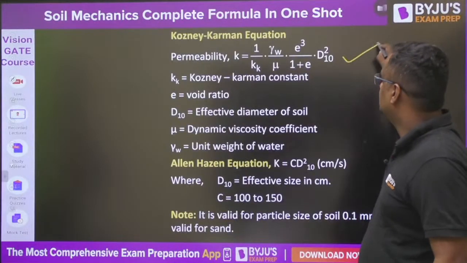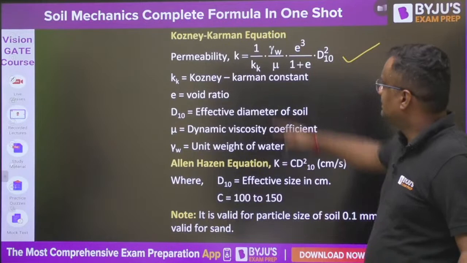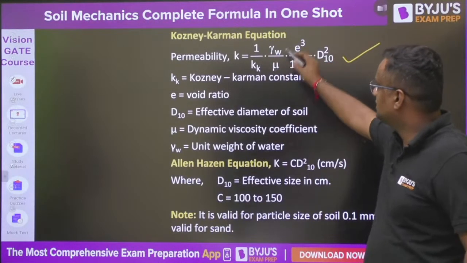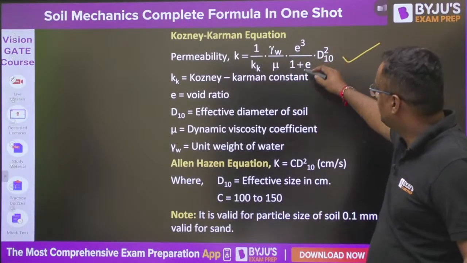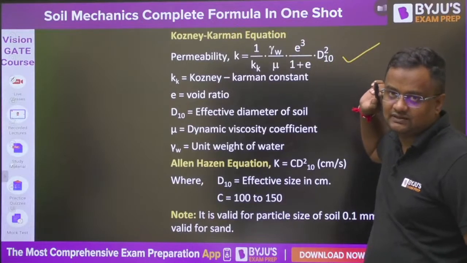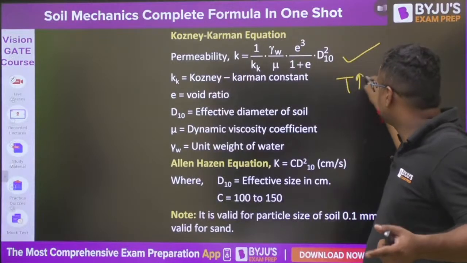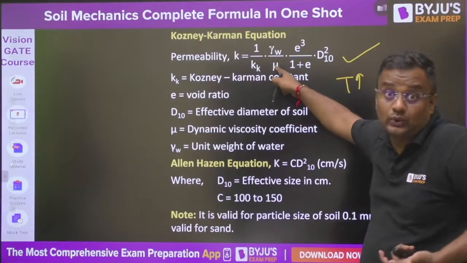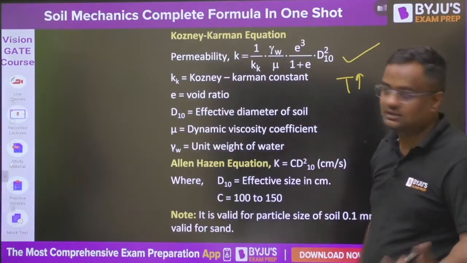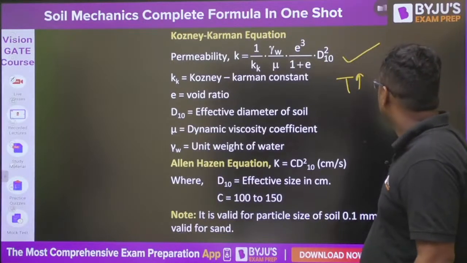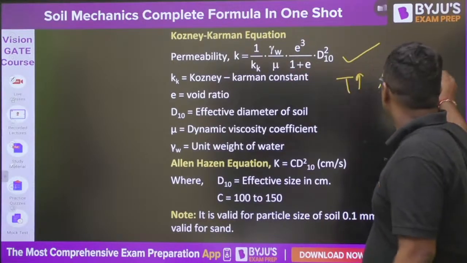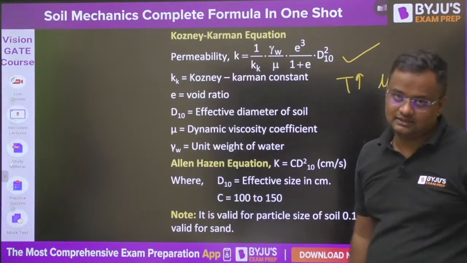Now this is the Kozeny-Carman equation for permeability. K is equal to C, a constant, times gamma w by mu, into e cube upon 1 plus e, into D10 square. D10 is the effective size. Now here I have various questions. Like when temperature increases, mu decreases. For liquid mu decreases, though for gas mu increases. So mu decreases means K increases. That means with increase in temperature, K increases.